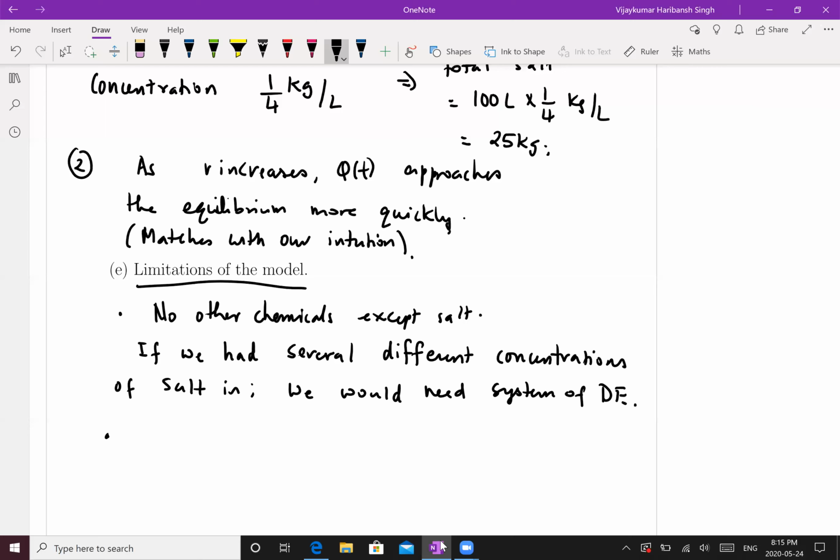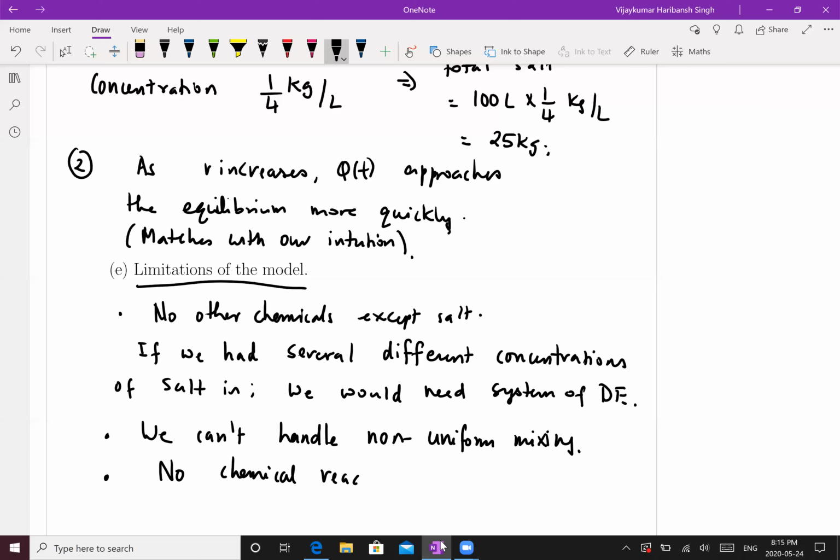Secondly, here we are assuming that there is uniform mixing, so we can't handle non-uniform mixing. That can't be done, unfortunately. And of course, we are not taking into account any chemical reactions that may happen in the tank. So no chemical reaction in the tank is accounted for.